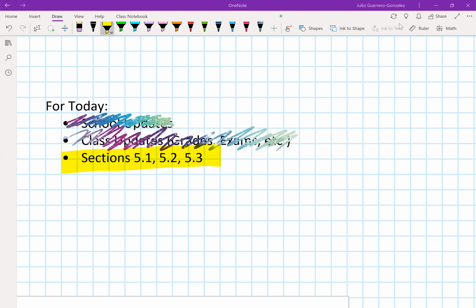Okay, so for today, I want to do 5.1, 5.2, 5.3. We are starting brand new topics today, which is one of the reasons why it was great that I stopped where I did last week. I did not want to push for 5.1. I wanted to keep it self-enclosed. But today we start actual trigonometry.